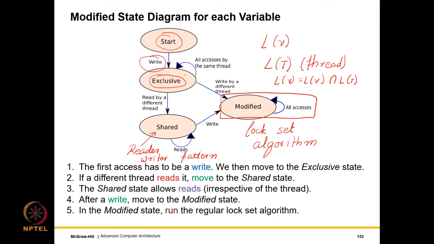So that's the reason what we do is that the first write we ignore, and then subsequently reads by the other threads also we ignore. So that filters out a lot of the false positive cases. And the moment there is a write by another thread, it comes to the modified state. And subsequently we run the lockset algorithm. So this prunes out a large number of false positives.